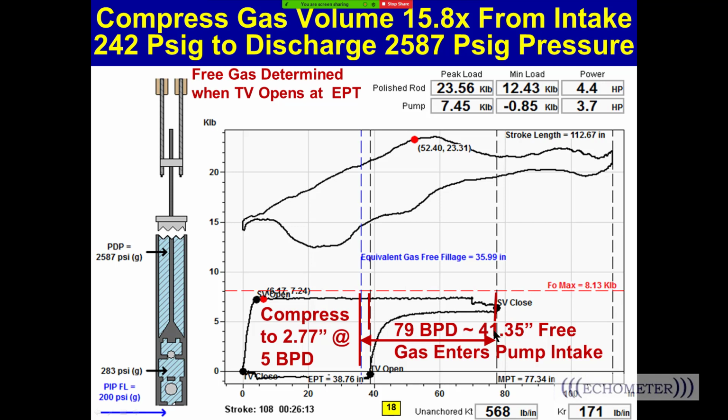You take 41 inches of gas at 242 psi, low pressure and big volume, and you compress it to a high pressure, which is 2,587 psi, and a small volume, 2.77 inches, because the cross-sectional areas are equal in both cases. The area of the plunger didn't change. So is that the question?